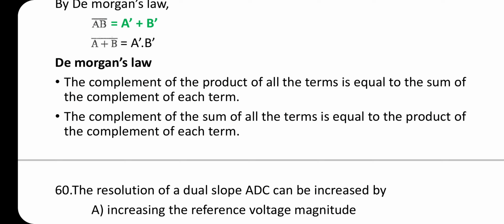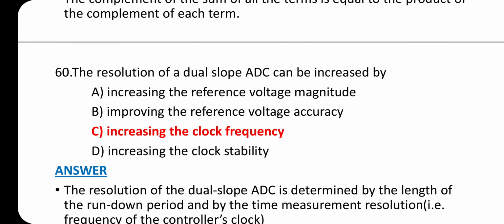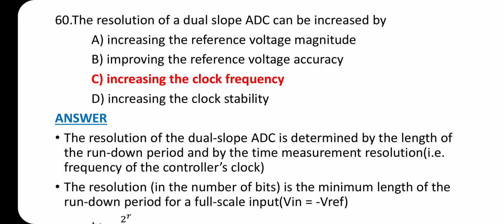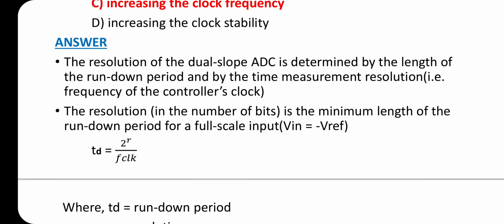The last question of this video and this section is the 60th one. The resolution of a dual slope ADC can be increased by, answer is option C, increasing the clock frequency. The resolution of the dual slope ADC is determined by the length of the rundown period and by the time measurement resolution, that is, the frequency of the controller's clock.